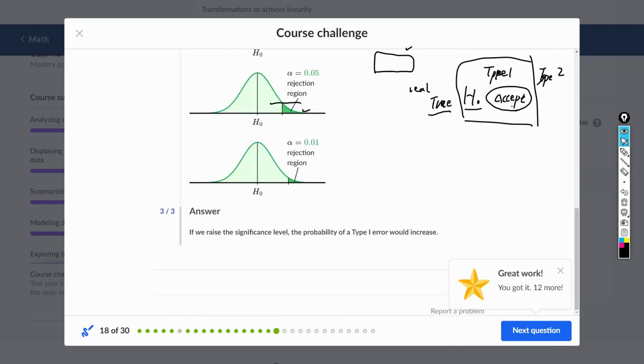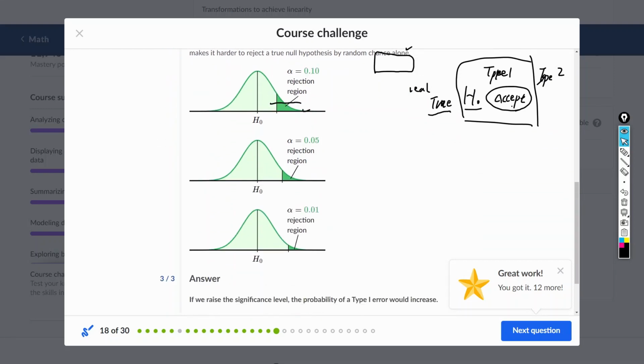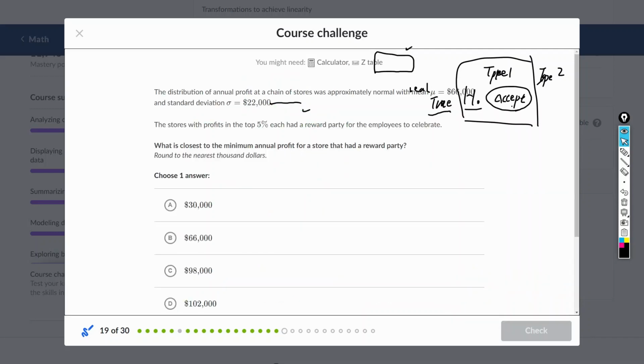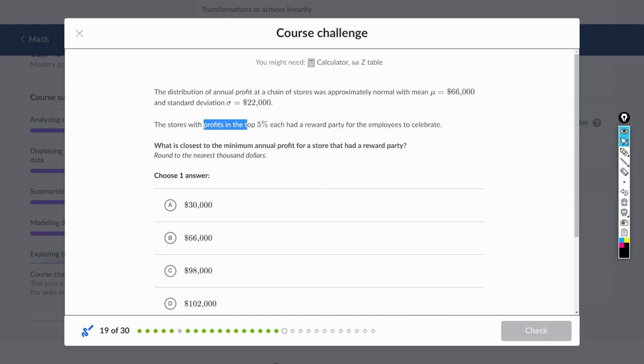我们看一下解释。他说 Type 1 error is to reject a true null hypothesis。对，反正大家记住 Type 1 error 就是这个阿尔法，这个也很容易理解的，对吧？好的。The distribution of annual profit at a chain of stores was normal with a mean and standard deviation. The stores with profit in the top 5% each had a reward party for the employees to celebrate.